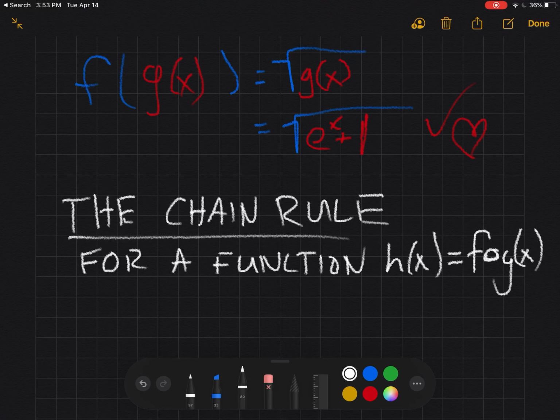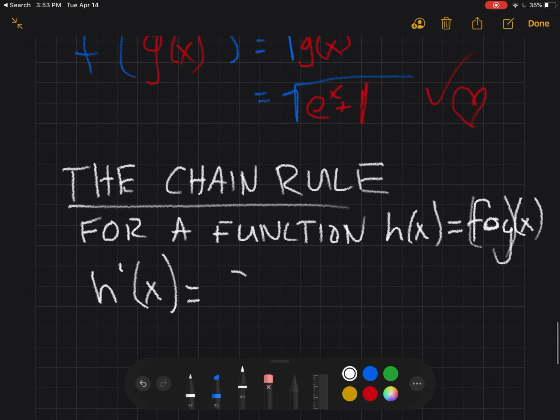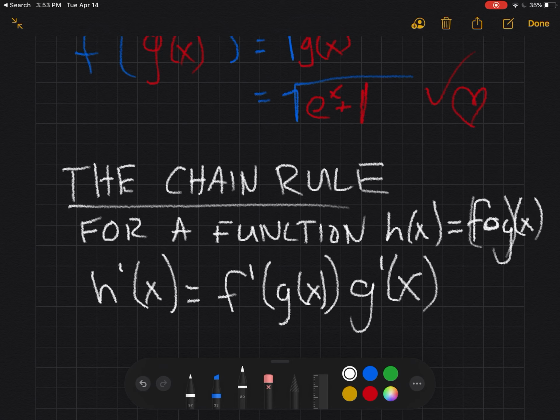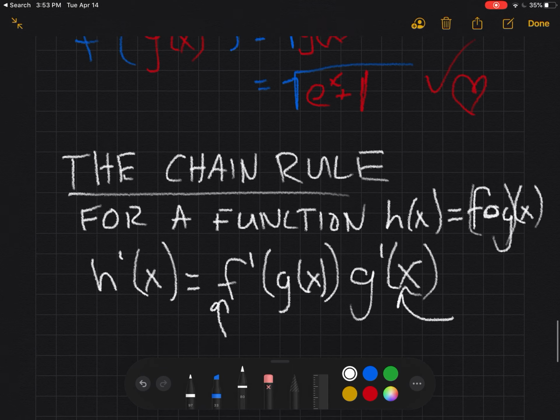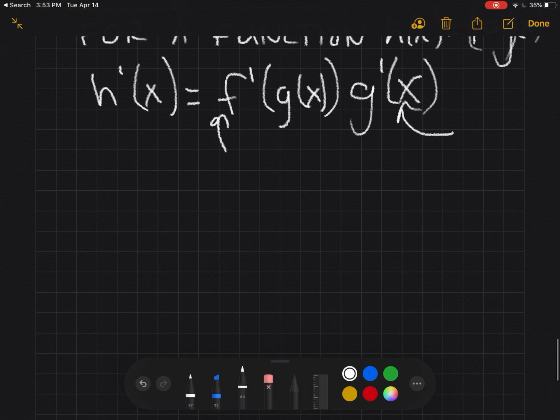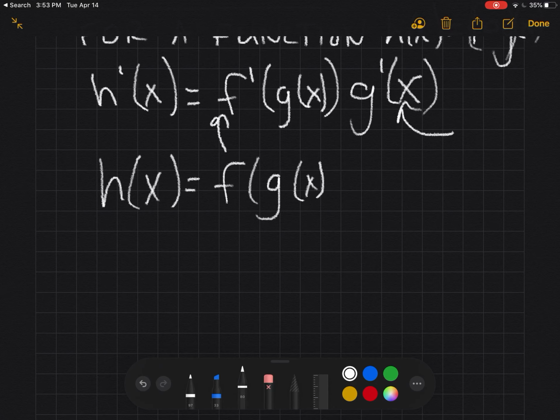For a function h of x that is equal to the composition of two functions, f compose g of x, the derivative is equal to f prime with g of x left on its own as the argument times g prime of x. So you often hear this as the derivative of the outside multiplied by the derivative of the inside.